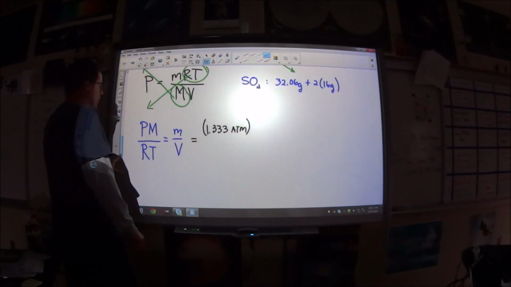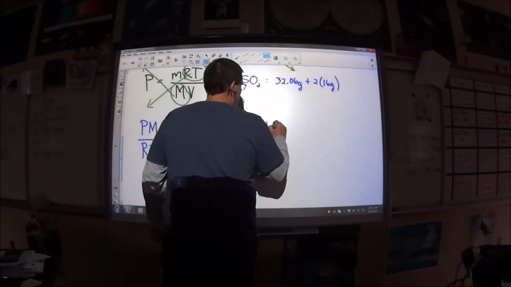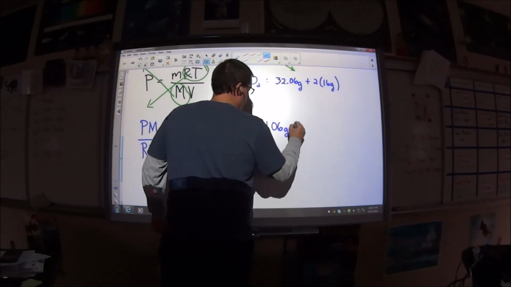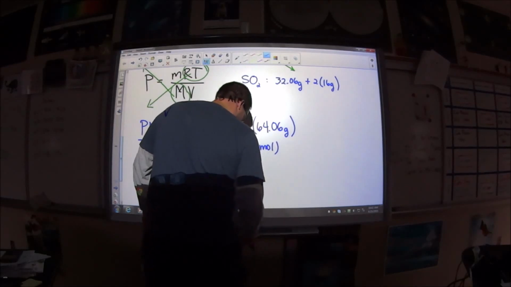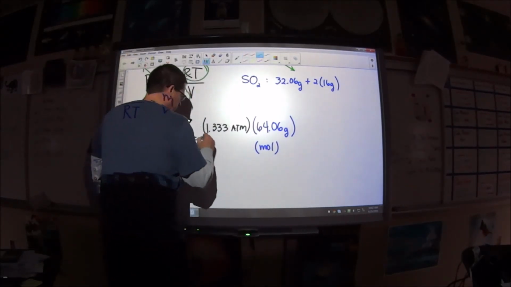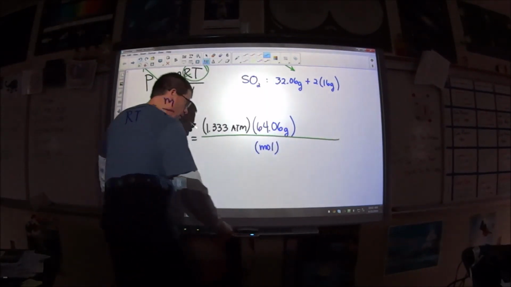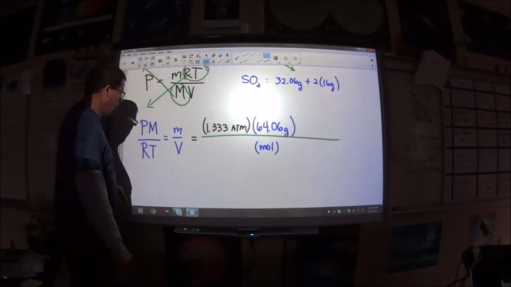So the molar mass is, I'll do it this way. 64.06 grams. I'm going to put moles right below it. So the molar mass, and we have to show this. Oops, let's use a different color there. So we have to show this. So it's grams per mole. That's the molar mass. All right.